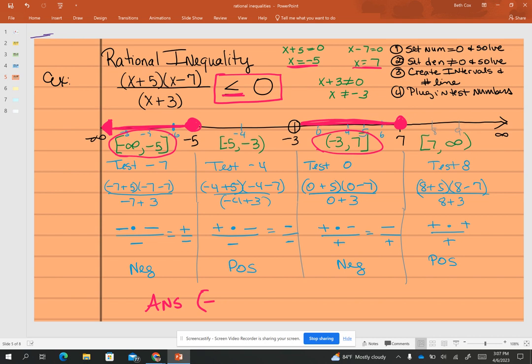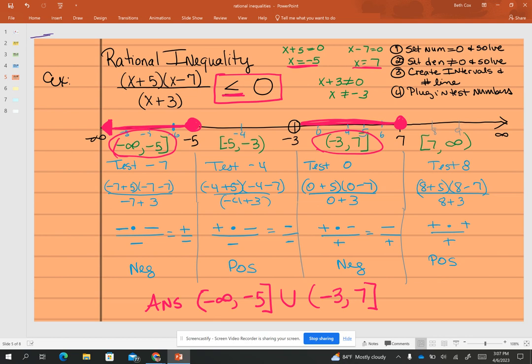I have negative infinity to negative 5. There should not be a bracket on that infinity. Don't know where that came from. And then negative 3 to 7 with the bracket, and we put the union symbol. And there's the answer there. Again, it matches your number line. Pay attention to your number line. Let's see what you do.